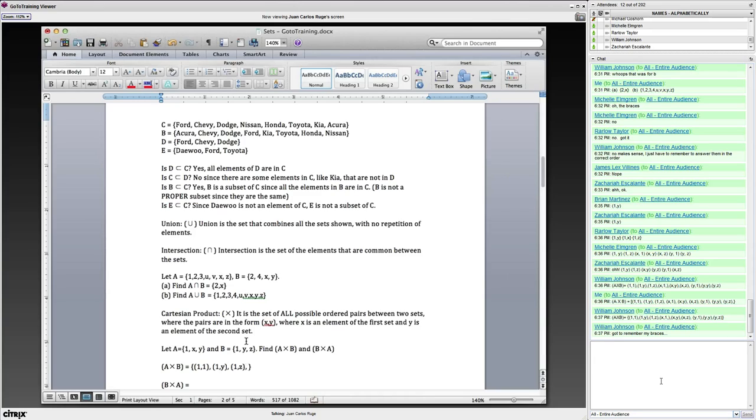Then you have to pair the X: (X, 1), (X, Y), and (X, Z). Now those are the pairs for the X. Now don't forget the Y has to be paired. So there's going to be (Y, 1), (Y, Y), and then (Y, Z). Is that clear, guys?